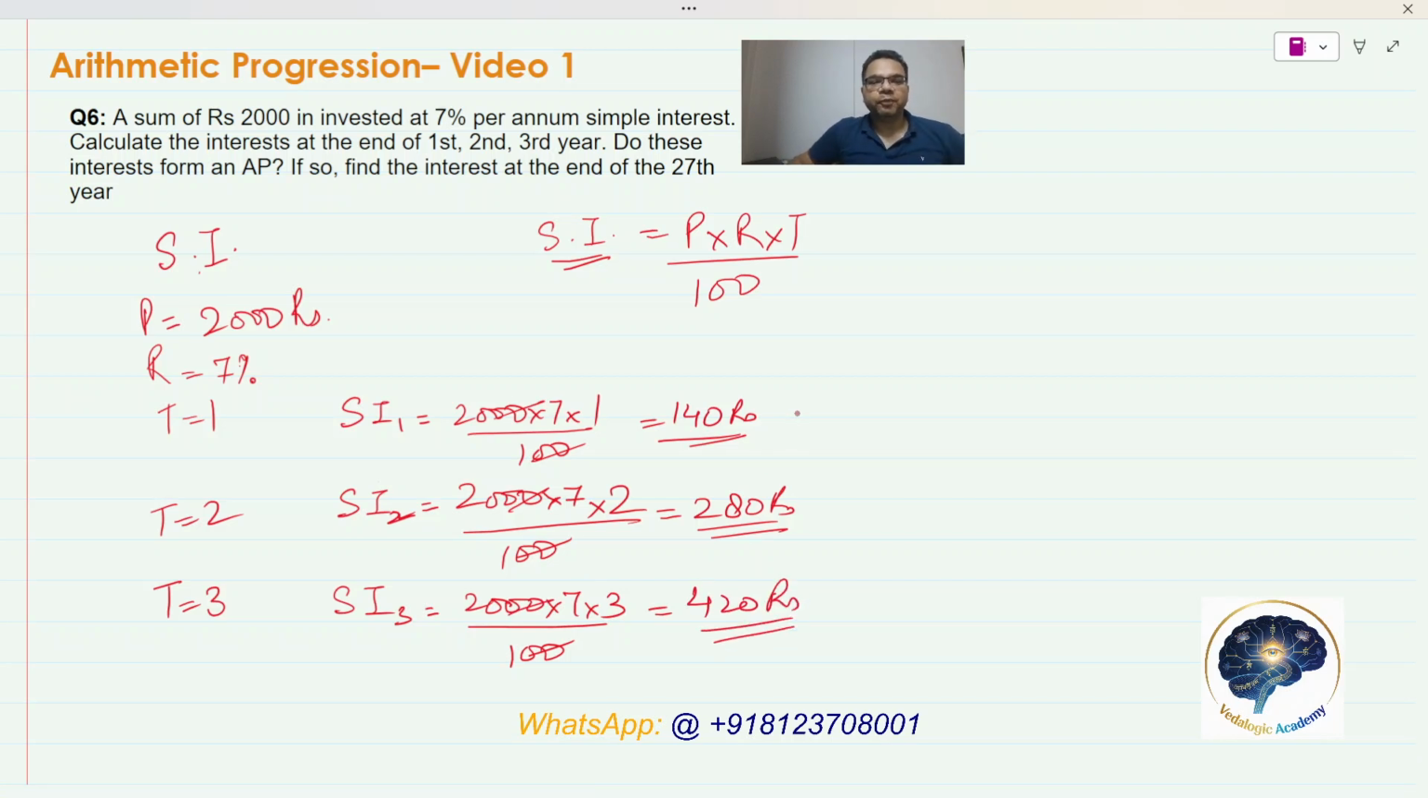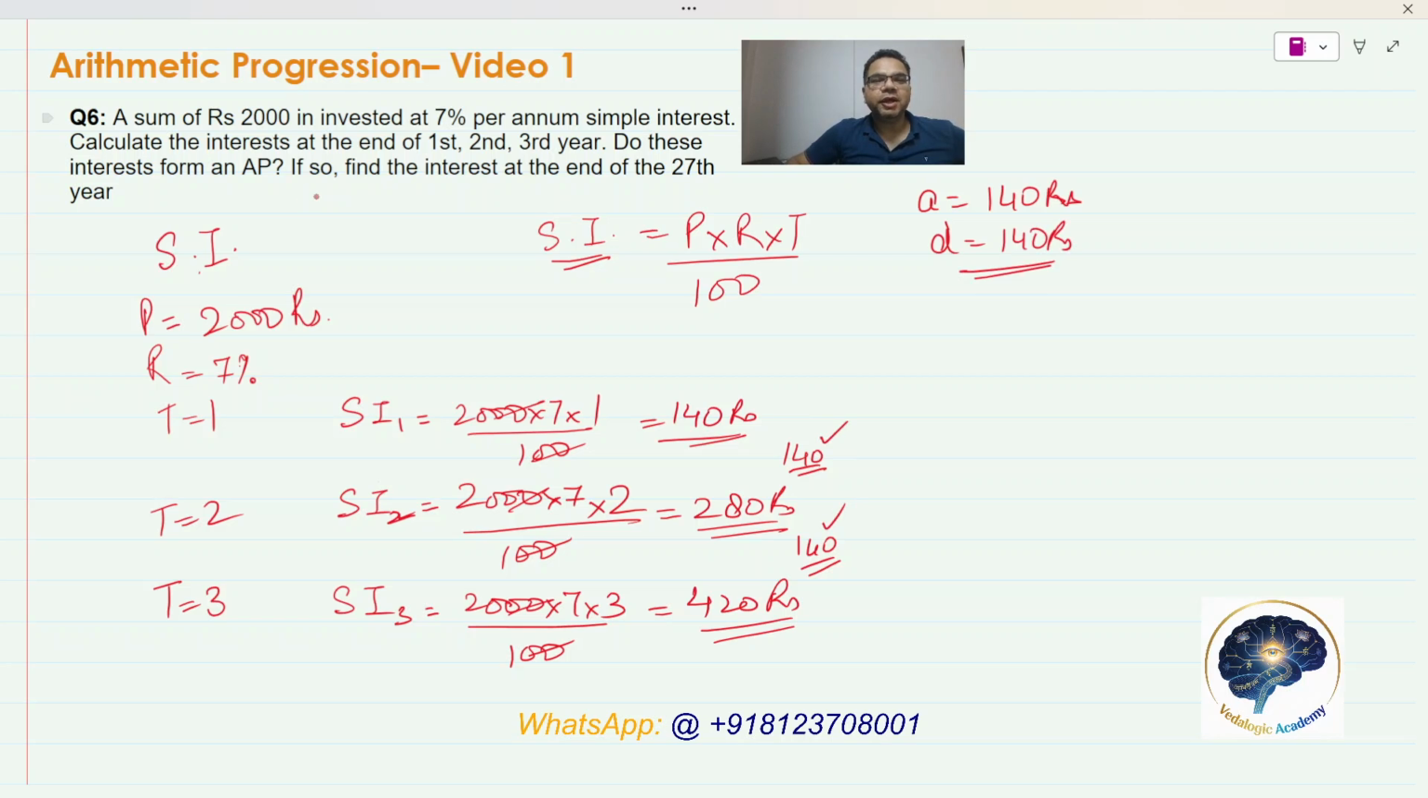So if you see here, we have found out the interest for first year, second year, and third year. First year is 140, second year is 280. So the difference here is 140. Between second and third year, again the difference is 140. So if you see here, it is an AP. It's an AP with first term as 140 rupees, right? And the difference is again 140 rupees only, right? If you see here, this is the difference.